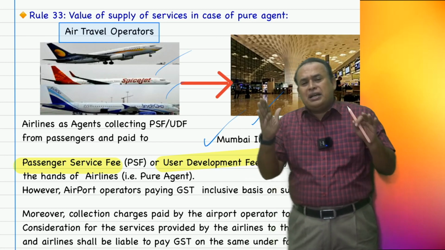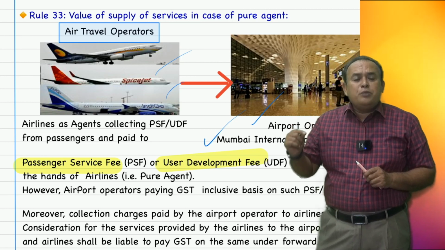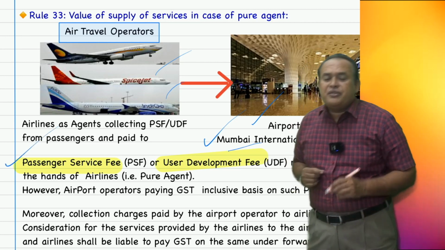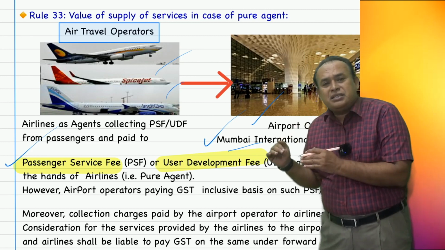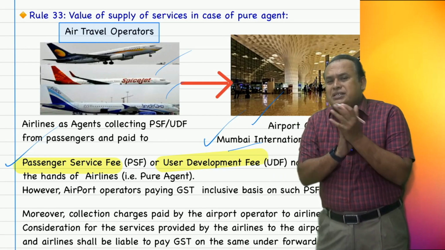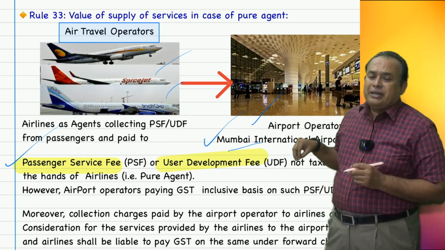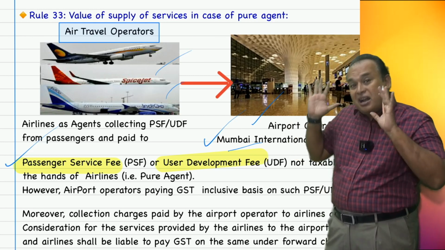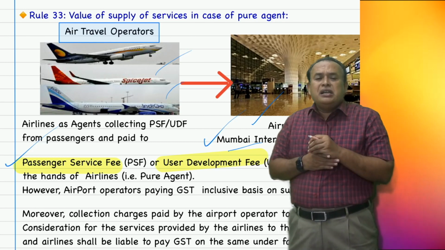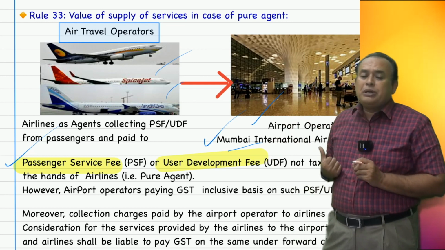Now, coming to the final clarification of the CBIC. The airport operator collects the passenger service fee from the passengers through air travel operators. Who is the supplier of service in the given case? The airport operator. The passenger service fee is a consideration for the airport operator. On that 150 rupees passenger service fee, who is liable to pay GST? The airport operator is liable to pay.